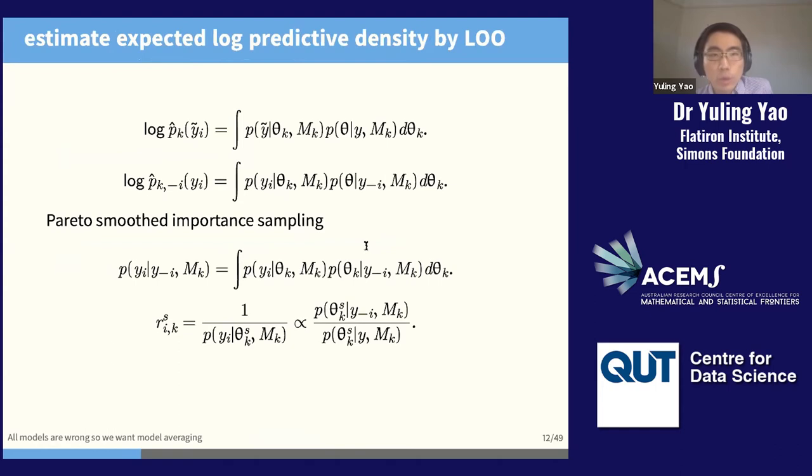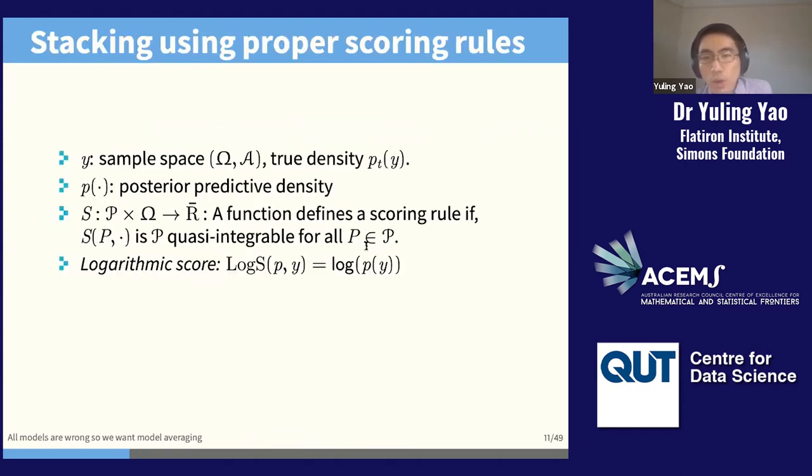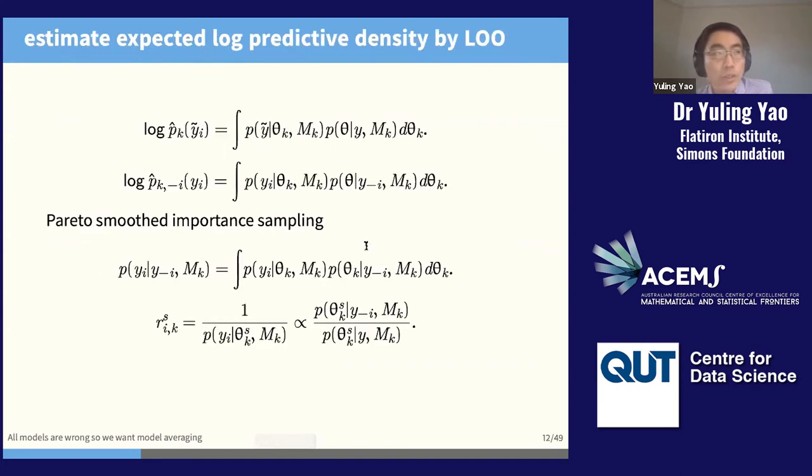But we can't just look at log p(y), because y is the realization of data, and p is already the inference using that y, so it has some overfitting issues. So we use importance sampling to get the leave-one-out cross-validation version of the log score. This is just standard practice, but I want to mention it because it's important for later developments.